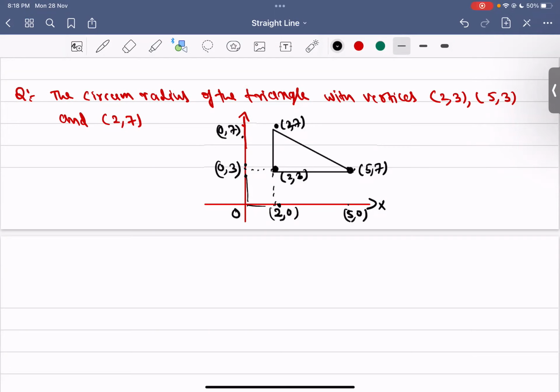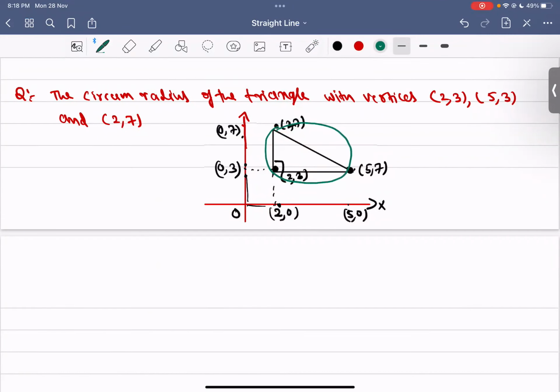Now which triangle is it? Is it a right angle triangle or not? So it's a right angle triangle, right angle at (2, 3). So now the question is, we need to find the radius of the triangle's circumcircle, the circumradius. So the circle will be what? This one is the circle of this triangle. So circumradius means the circumcircle's radius.